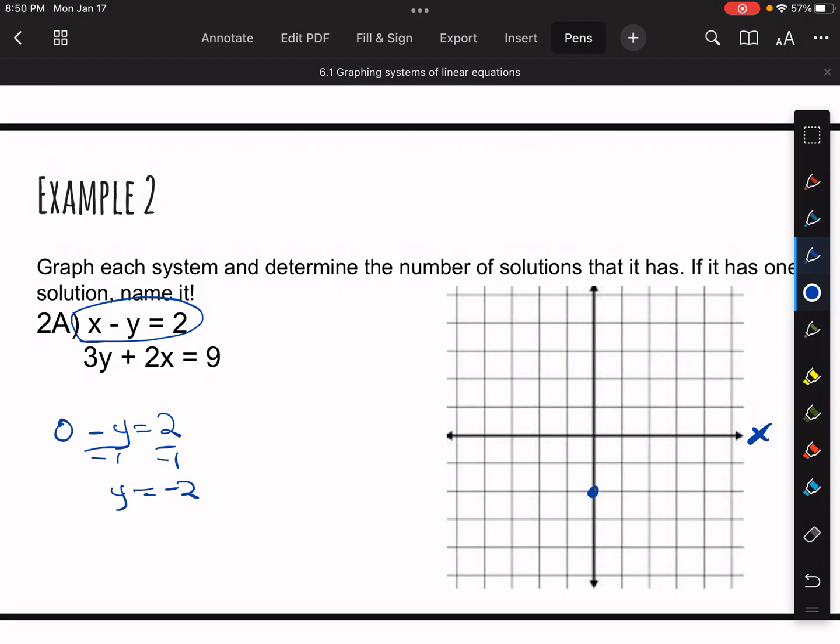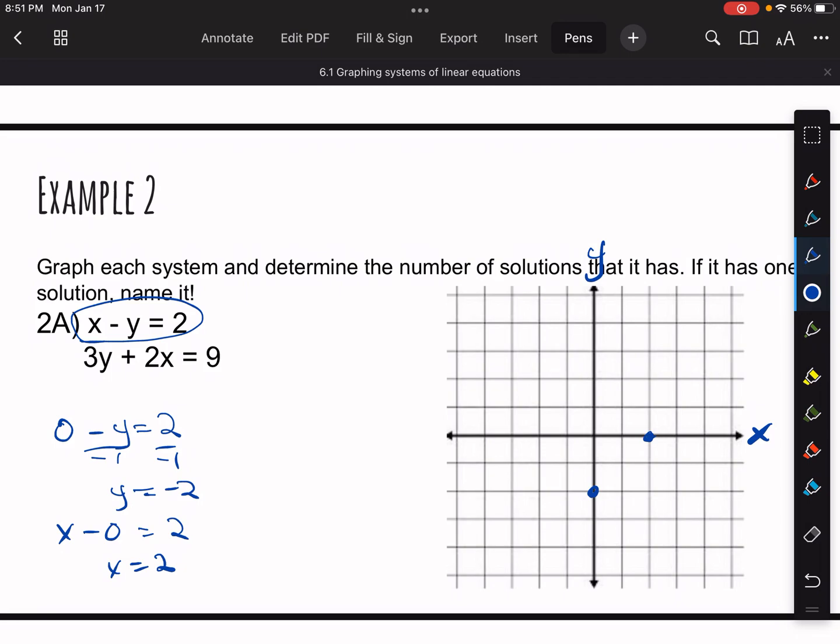Okay, and then I'm going to plug a 0 in for the y value. So x minus 0 is equal to 2, therefore x must be equal to 2. Okay, so when I plug a 0 in for y on the y-axis, I get an x value of 2. Okay, so there's my line.